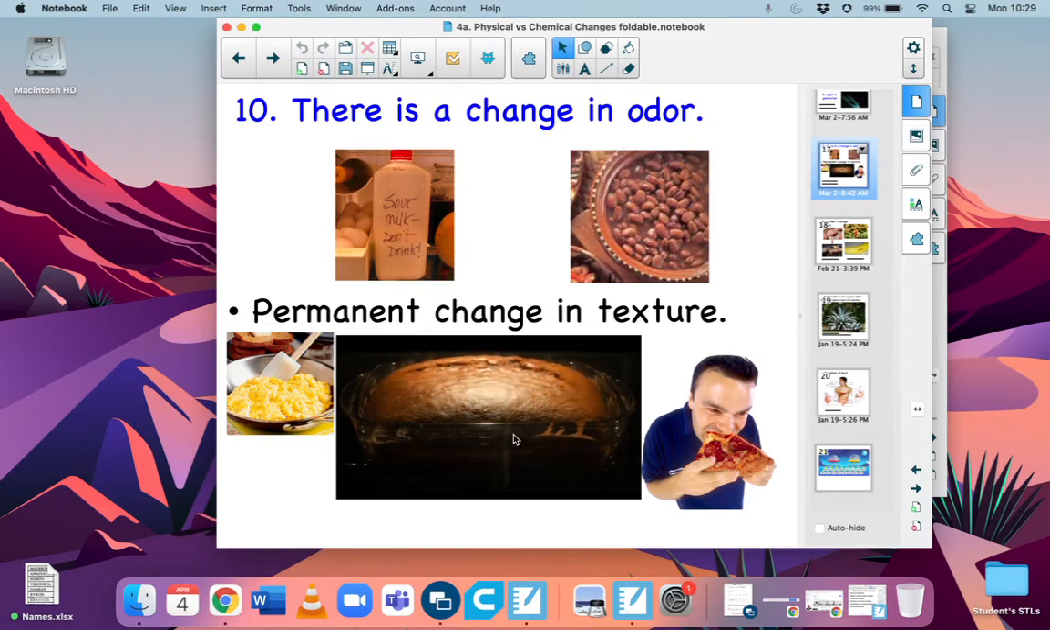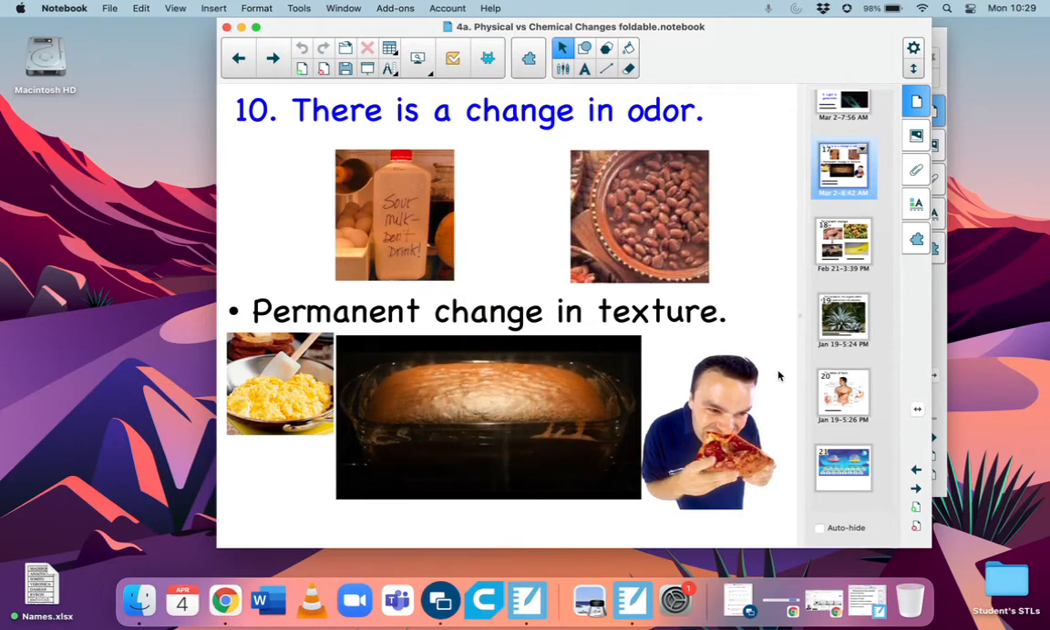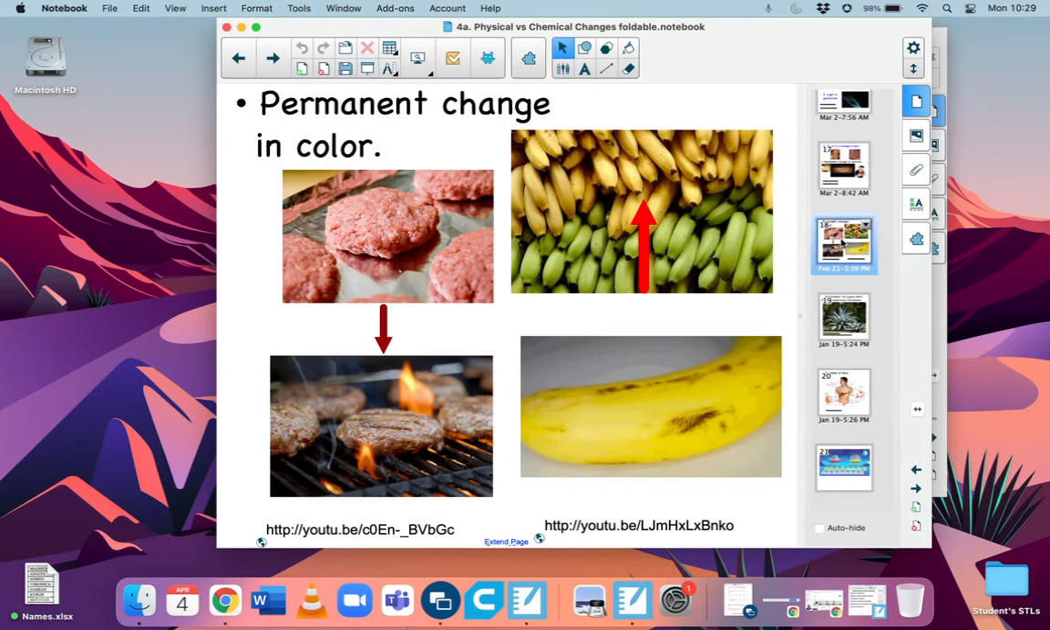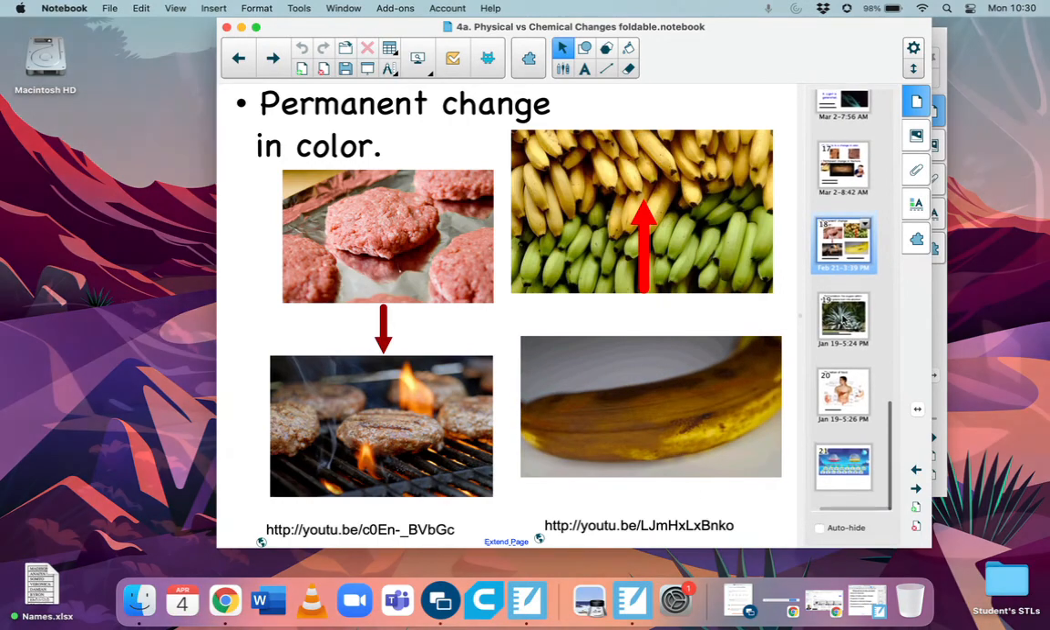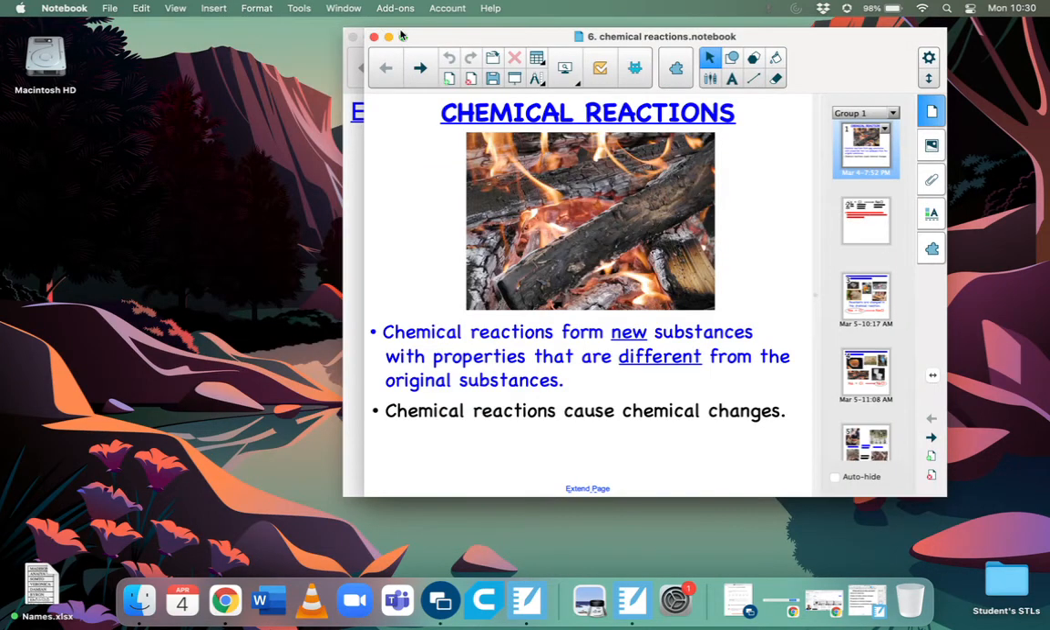Oh, that's a permanent change in texture. Beans cooking, eggs cooking, or you eating a pizza. It goes through a chemical change in your digestive system as it's being broken down. Or a permanent change in color, like bananas ripening or meat cooking. Okay, that's the difference between physical and chemical changes.